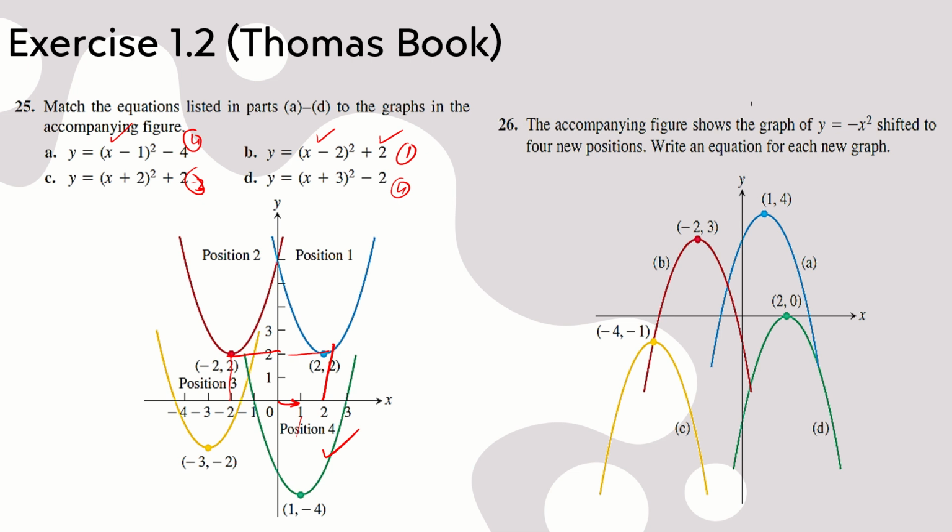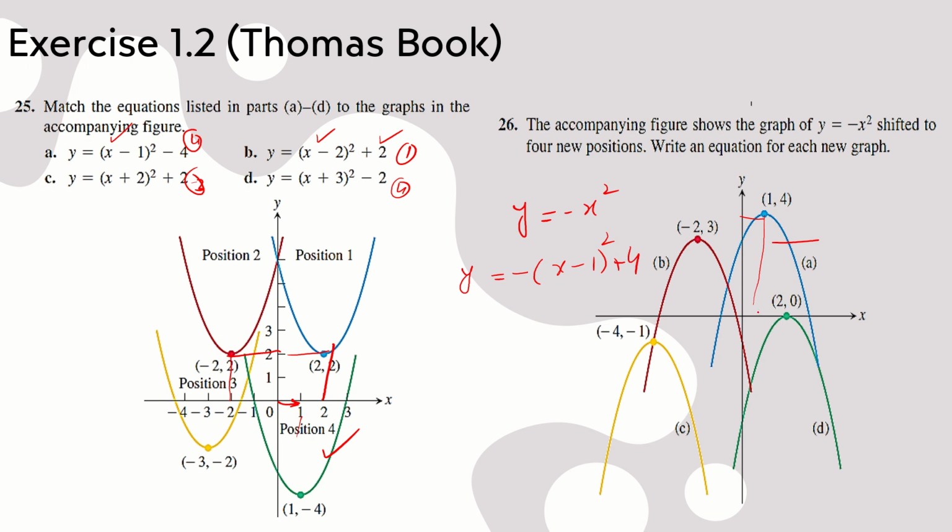Similar case for this one as well. In this case, we are given graphs and a function y is equal to minus x square. So we need to find the graph for the other positions as well. So for position A, I am doing one position for you, and then you can do the rest as well. y is equal to minus x square is the original function, whereas you see this is the graph which is shifted 1 unit to the right and 4 units upward. So the function will become y is equal to minus (x minus 1) square plus 4.